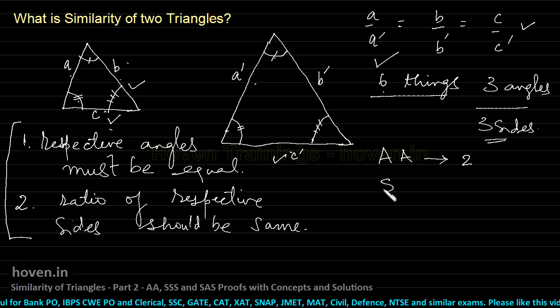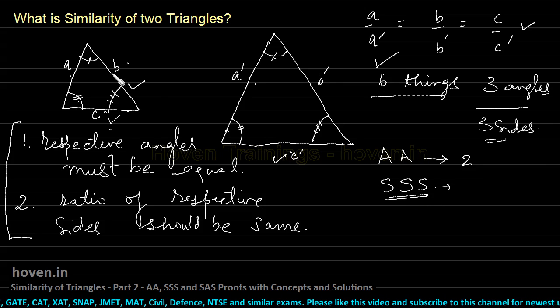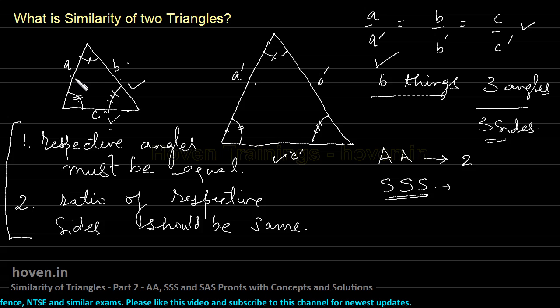Then if you cannot prove two angles, then you should prove that three sides are respectively in the same ratio. The three angles will automatically become equal. If we can prove that the three sides are in the same ratio, then we do not have to prove the angles. They will automatically always be equal. This fact is also provable and we will prove it. So instead of six, either you prove these three.